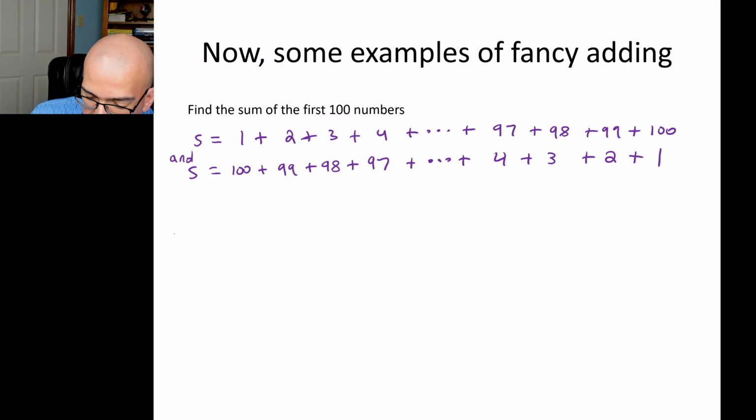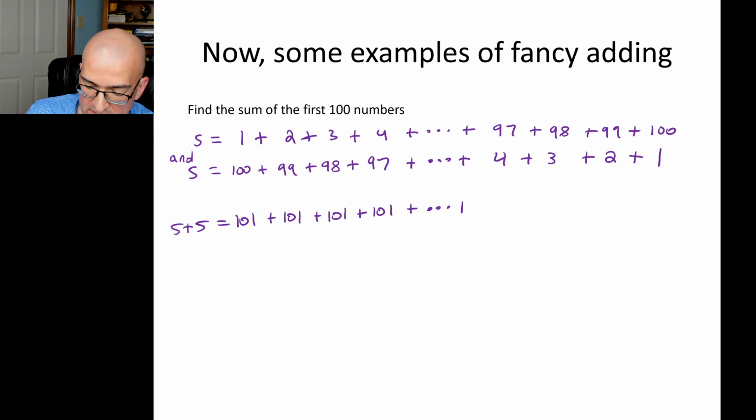Now I'm going to add them together. I'm going to go S plus S, adding in columns. 100 plus 1 is 101. 99 plus 2 is 101. 98 plus 3 is 101. 4 plus 97, 101. Every single one of those pieces in the dot dot dot is going to be 101.